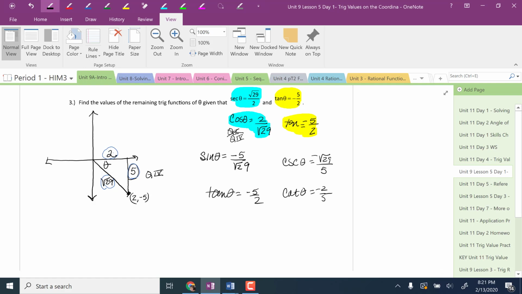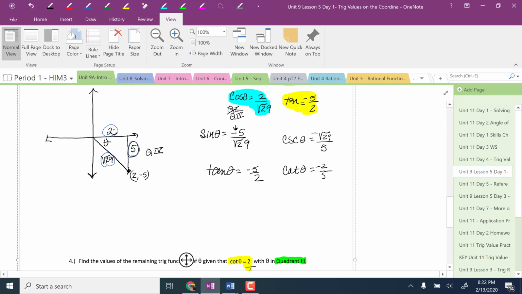Then I use the information about these two ratios to label my triangle. And the cosine is the adjacent over the hypotenuse. The tangent is the opposite over the adjacent. And then I create my other 4 ratios. The sine is opposite over hypotenuse, keeping in mind that I have to make sure that I use the negative here for the 5. And I take the reciprocal. And the tangent is opposite over adjacent, which they gave us, so I just do the reciprocal to get the cotangent ratio.